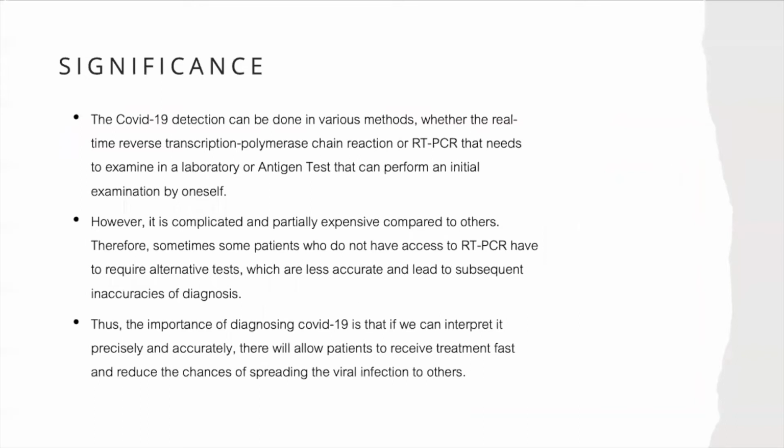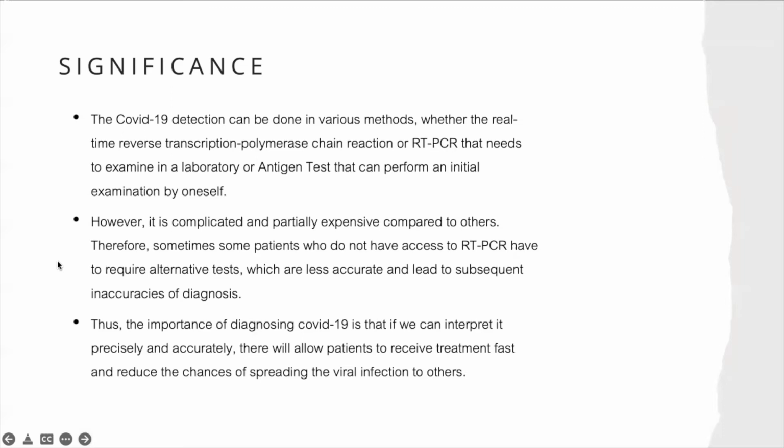For the significance of COVID-19 detection, it can be done by various methods, like real-time reverse transcription polymerase chain reaction, or RT-PCR. These need to be examined in a laboratory, or there is the antigen test that can be performed as an initial examination by oneself. But RT-PCR is too complicated and partially expensive. So some patients who do not have access to RT-PCR have to use an alternative test, which is less accurate and can lead to inaccurate diagnosis.